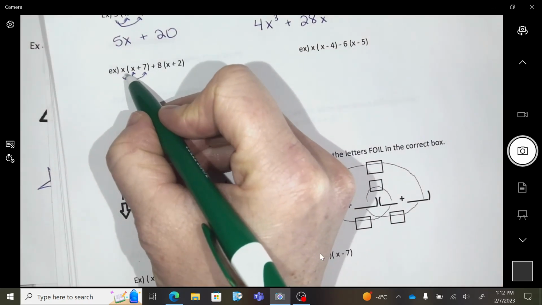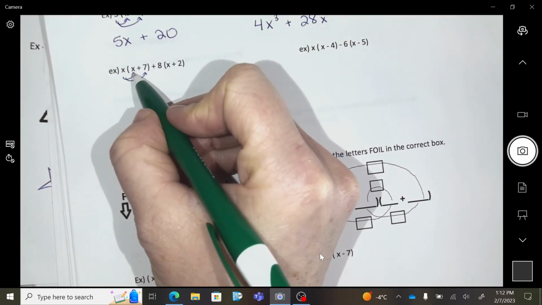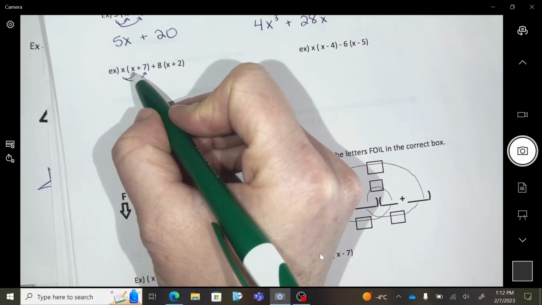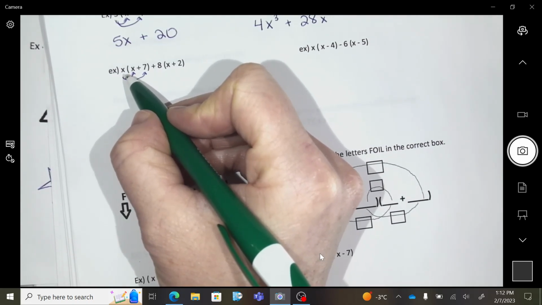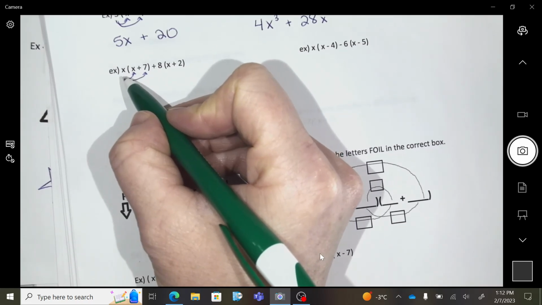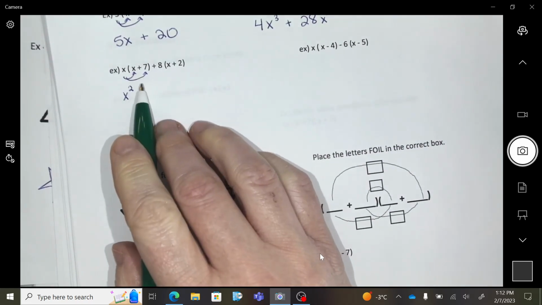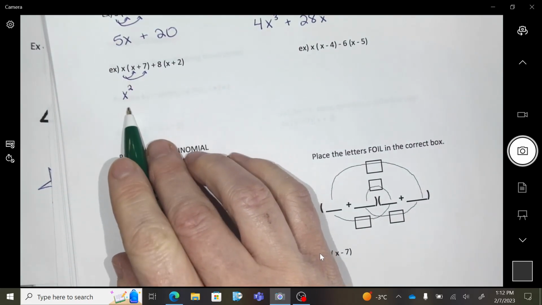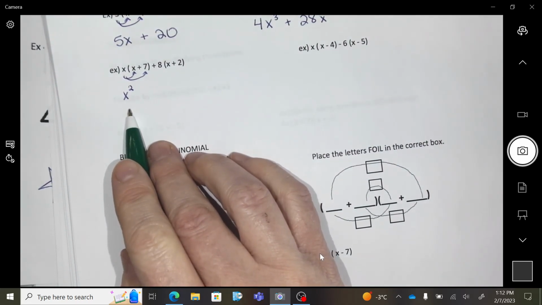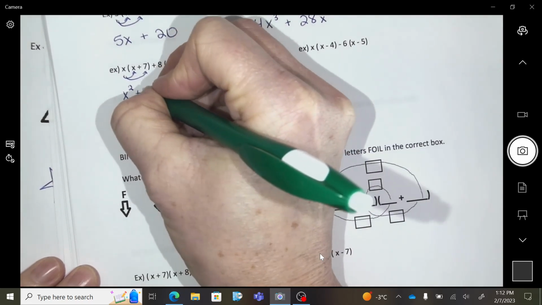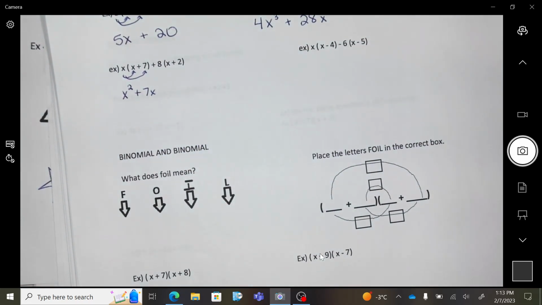Is everybody aware when you multiply x by x, it creates x squared, not 2x? That's something that's different. It's confusing sometimes. Sometimes I get a 2x out of that, but it's x squared plus 7x. That's good with the first one?